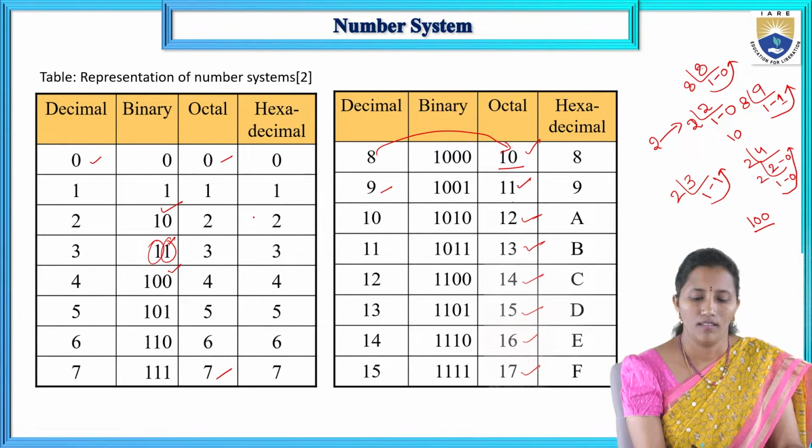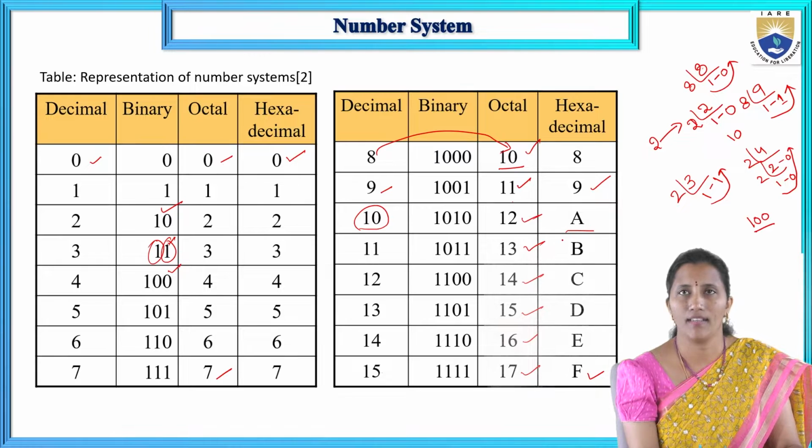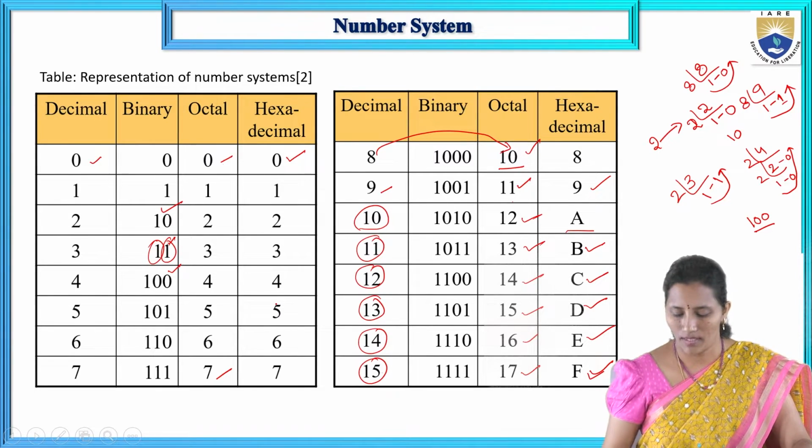In the hexadecimal number system, we represent each digit by 0 to F. After 9, the number 10 is represented by the letter A. 11 is represented by B, 12 by C, 13 by D, 14 by E, and 15 by F. These are the basic representations of the decimal, binary, octal and hexadecimal number systems.